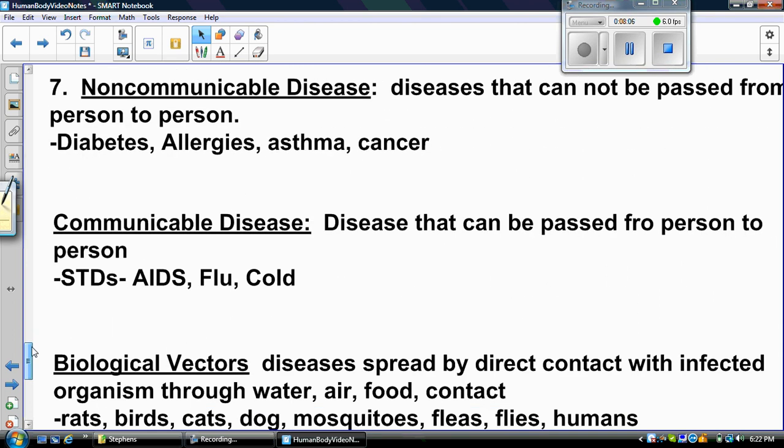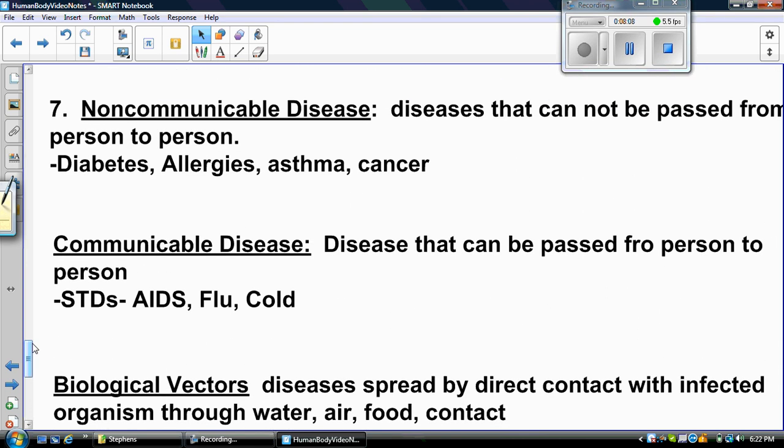Okay, so when we look at getting sick, we've got two different types of diseases, non-communicable and communicable diseases. They're also called non-infectious diseases or infectious diseases. So non-communicable or non-infectious diseases are diseases that cannot be passed from person to person. So you can't catch this from somebody, or from another animal or something else. Examples of things that can't be passed on are diabetes, allergies, asthma, cancer. So if somebody has asthma in your class, you're not going to be able to get the asthma from them. Same thing with allergies and diabetes and cancer.